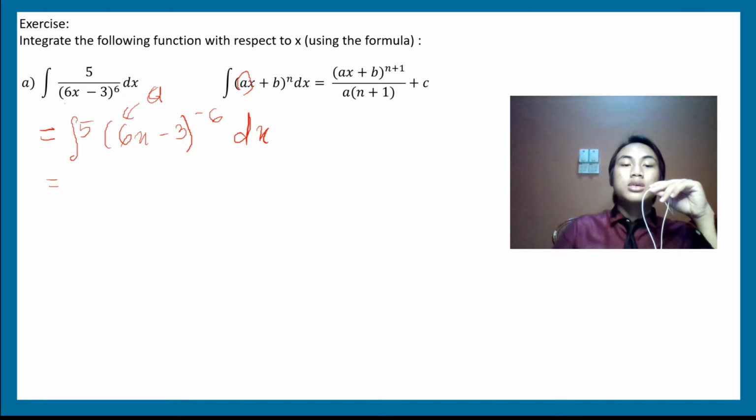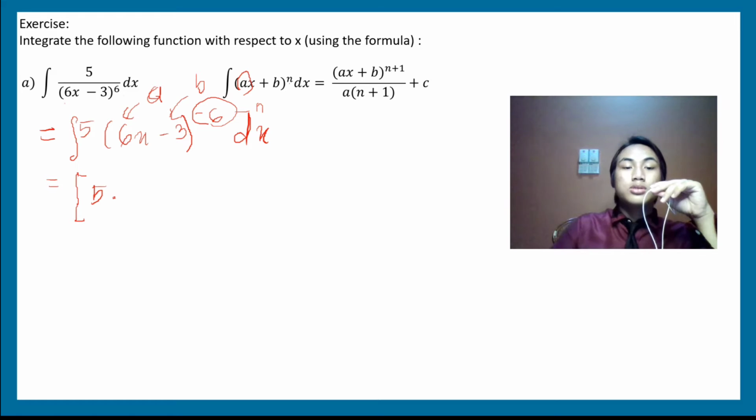So what is our B? Our B is -3. Okay, -3, not 3 only. Okay, so what is our N? Our N is -6. So, okay, 5 is a constant, right? Okay, and we can just place it. Alright, so we focus on this function. So, follow this rule or this formula.